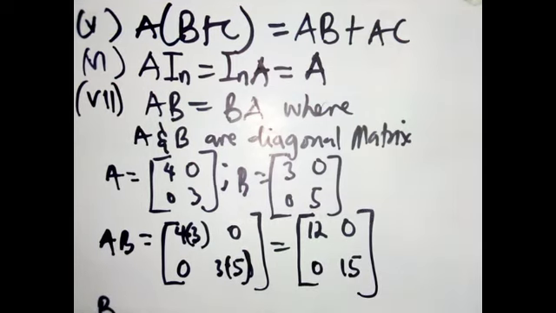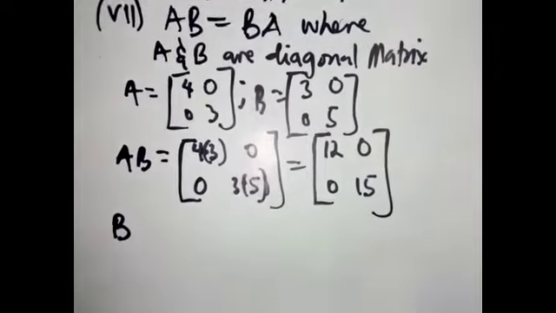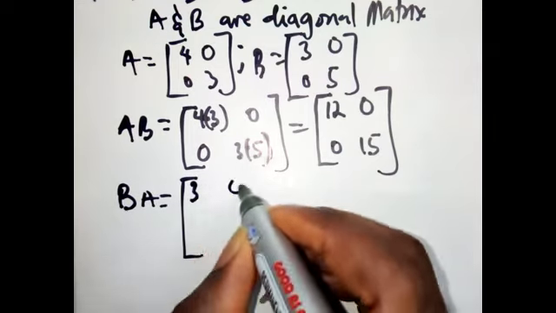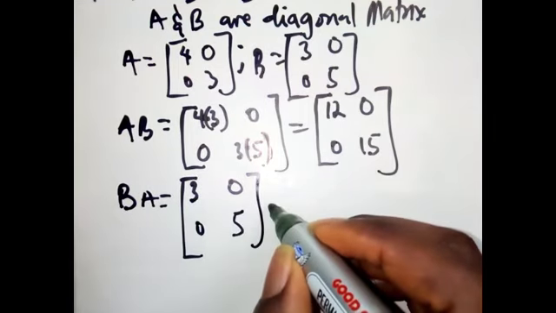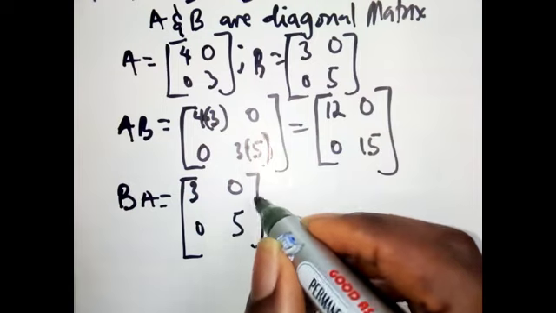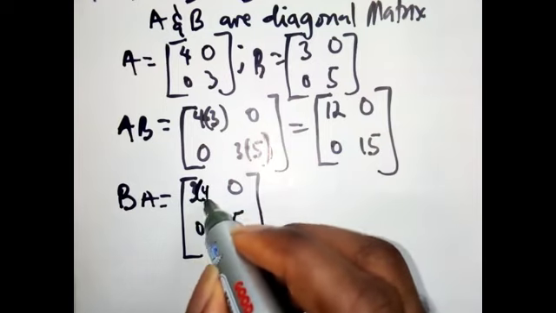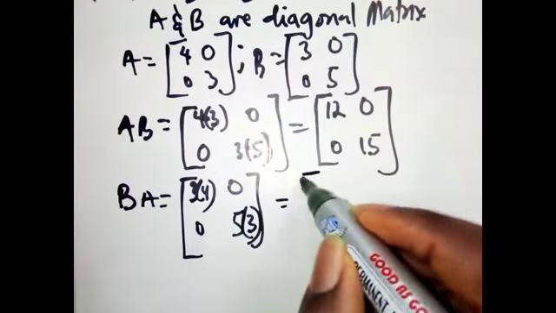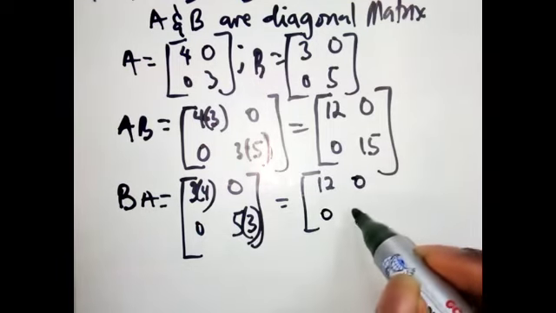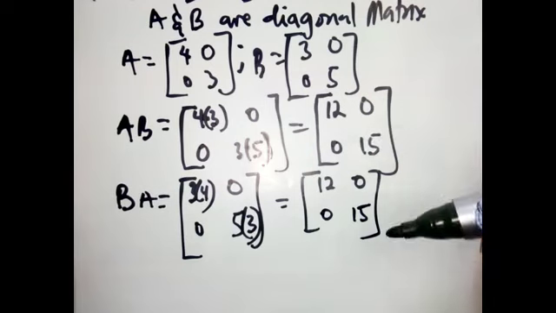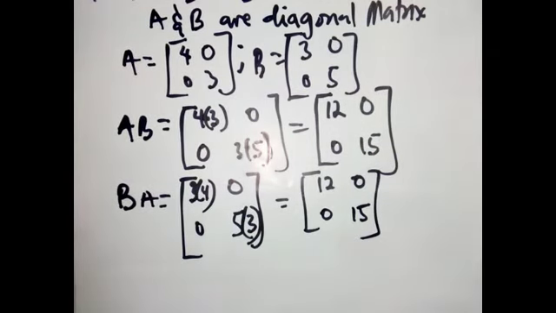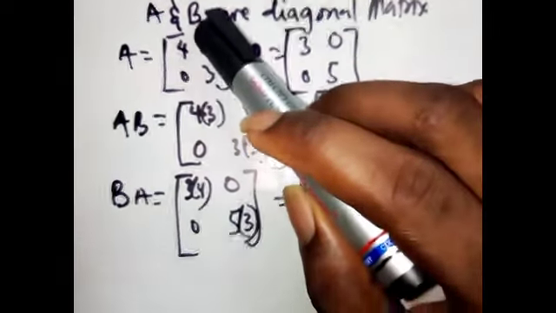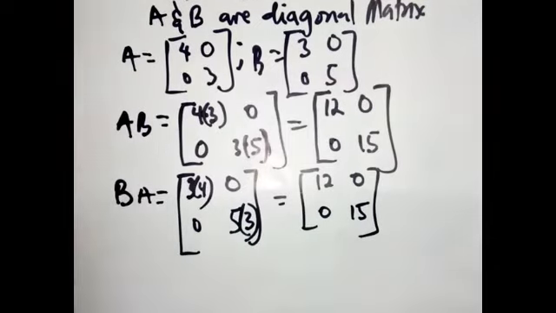The same thing applies for matrix B times A. So we have B times A, which is 3, 0, 0, 5 times A, and that will give me 3 times 4 and 5 times 3, which is equal to 12, 0, 0, 15. So we can see that this and this are the same. Now, the reason we didn't try to expand it further is because by the time we multiply by 0, it will still be added to that matrix.